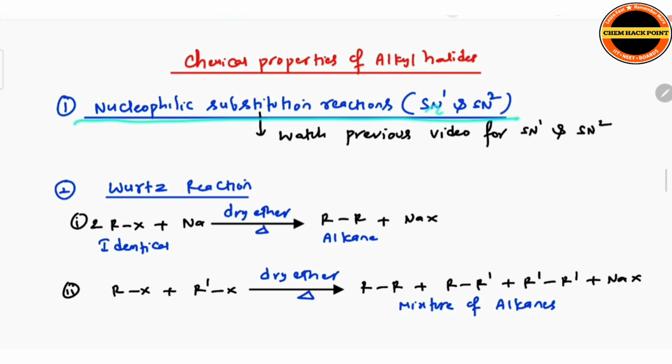Chemical properties of alkyl halides. Nucleophilic substitution reactions, SN1 SN2, very important high weightage topic. Already mentioned to you, a dedicated video on this particular topic was made in the previous video. Before watching this video, watch the previous video, SN1 SN2, high weightage in this chapter.